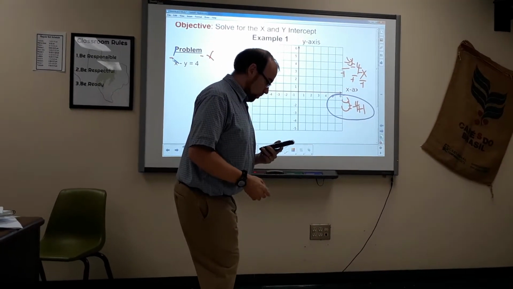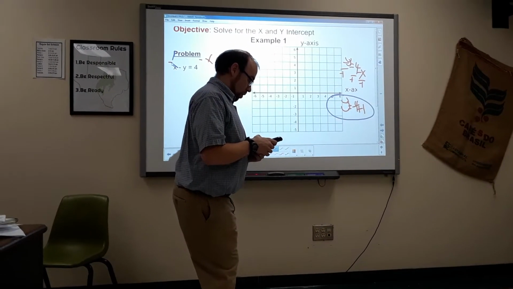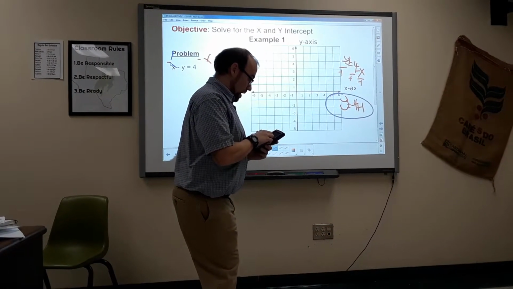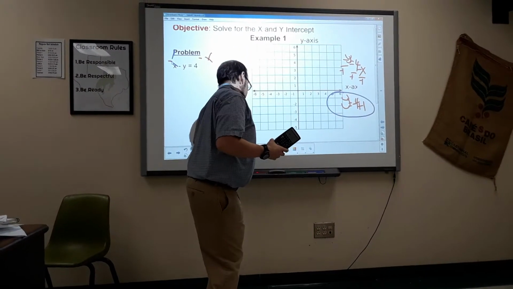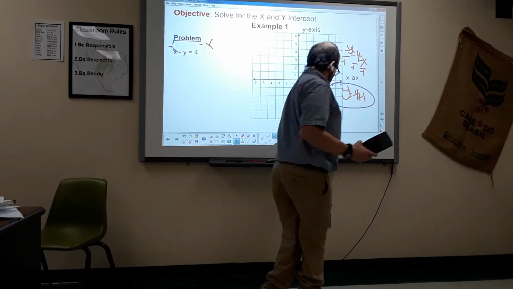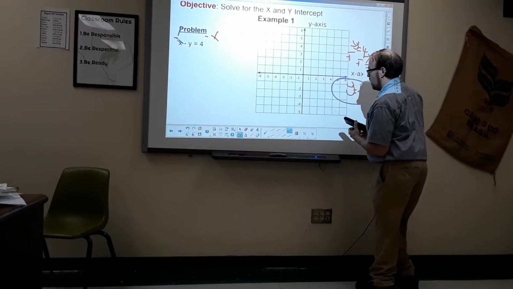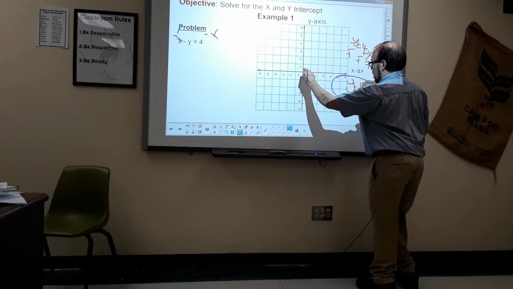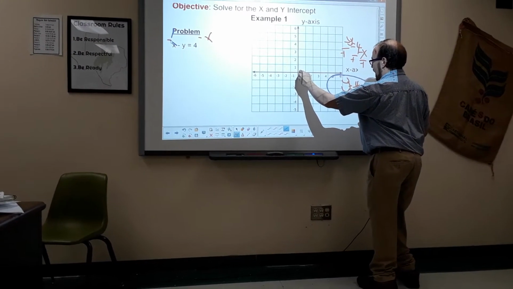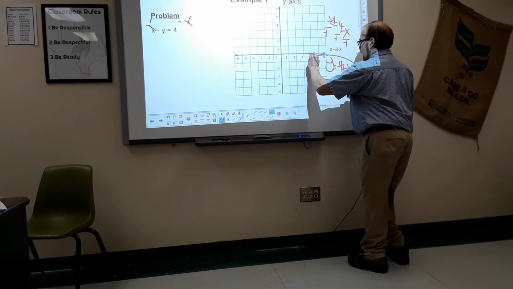Now remember, the x-intercept is when y is 0. So in mine, I have an x of 4 and a y of 0. That means my x-intercept is 4, 0. So I'm going to put my pen here in the middle, and it says 4, 0. I know my x is 4, so I'm going to go over 1, 2, 3, 4, and it's 0.